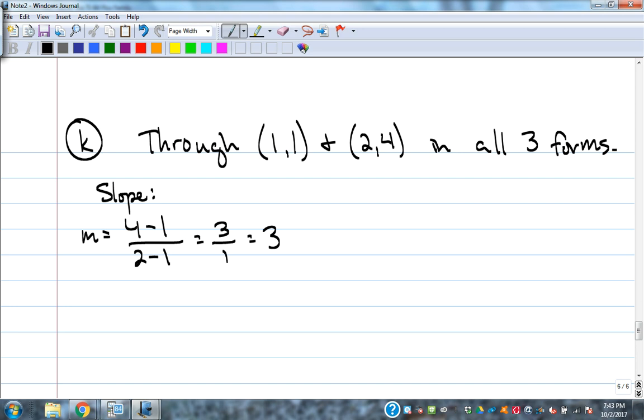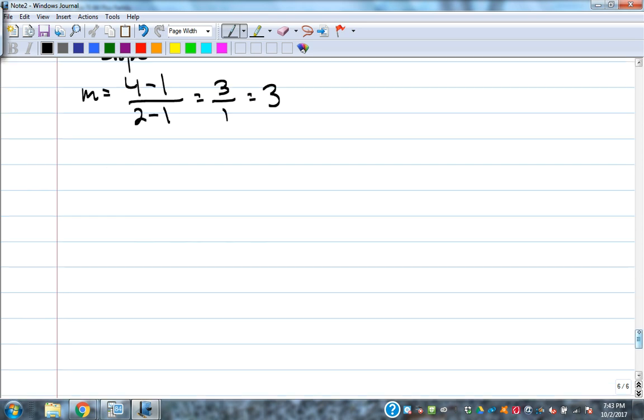Now, I've got the slope. I've got 2 points that I can use. It doesn't matter which one I pick. Which one's the easiest one? 1, 1. Why is it the easiest one? Because they're both the same. You can't screw it up, right? If the numbers are the same, you can't put the x in the wrong spot and the y in the wrong spot.